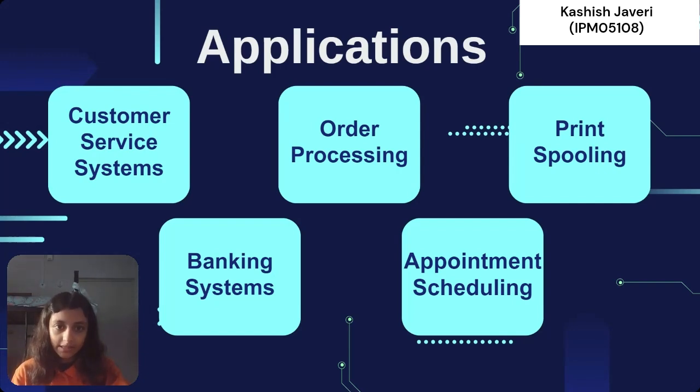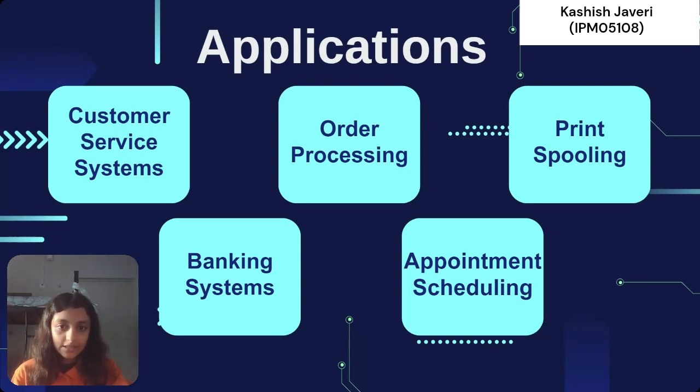Second, order processing. E-commerce platforms use queues to manage incoming orders, ensuring that they are processed in the order they were received, which helps maintain fairness and efficiency. Third, print spooling. In printing services, print jobs are placed in a queue to be processed one at a time, preventing conflicts and ensuring orderly execution.